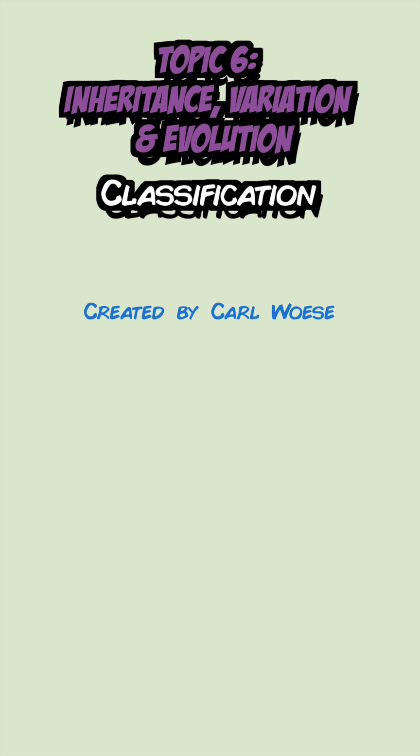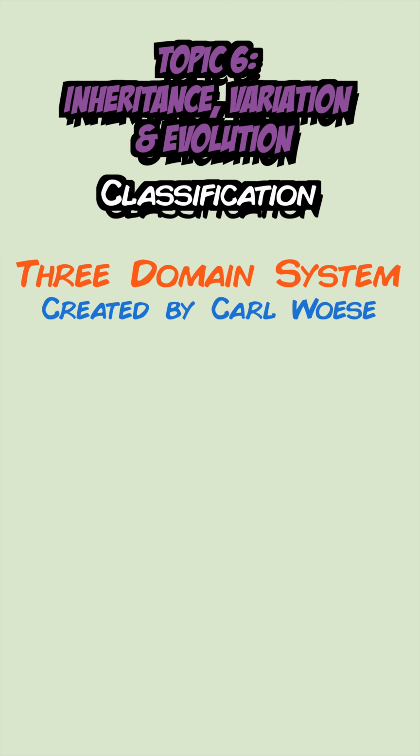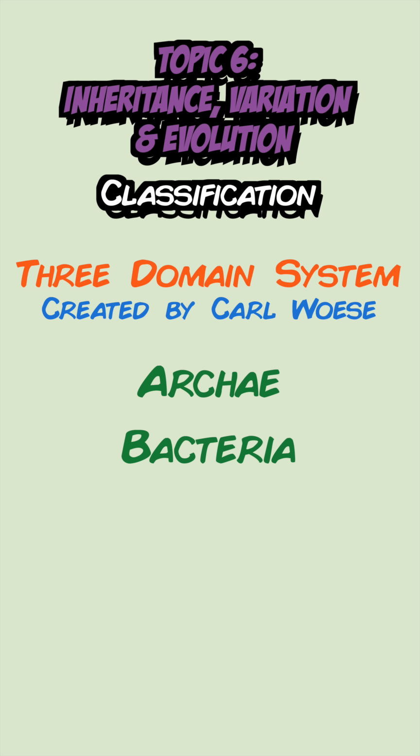Another system that was created by Carl Woese used a 3-domain system where all organisms were divided into 3 groups. Archaea, which are primitive bacteria found in extreme conditions, bacteria, which are the more well-known bacteria that we know, and eukaryota, which include fungi, plants, animals, and protists.